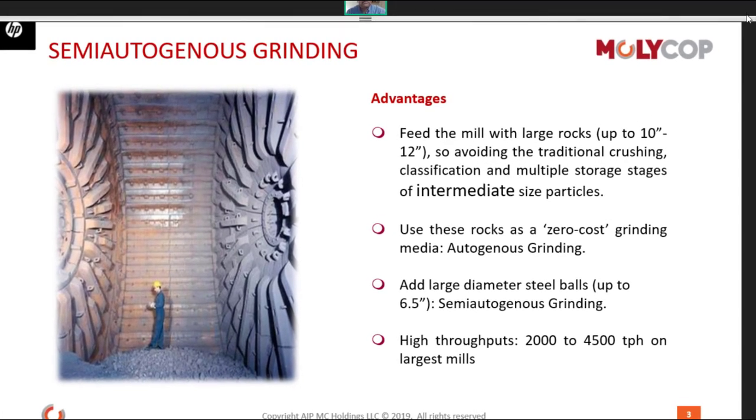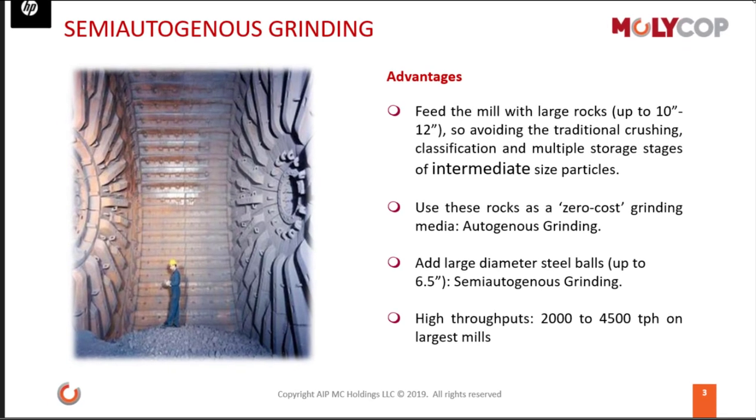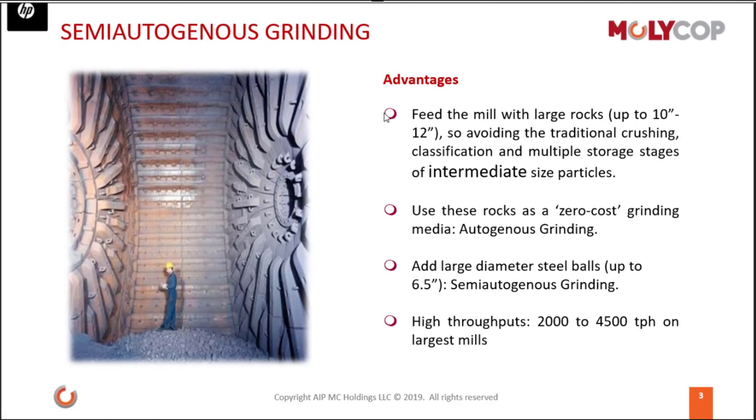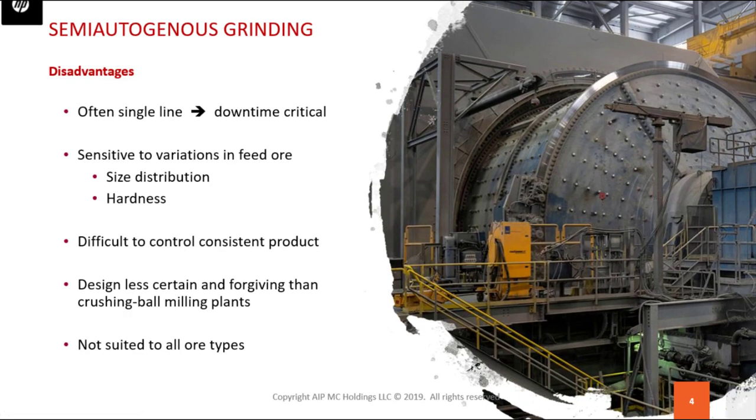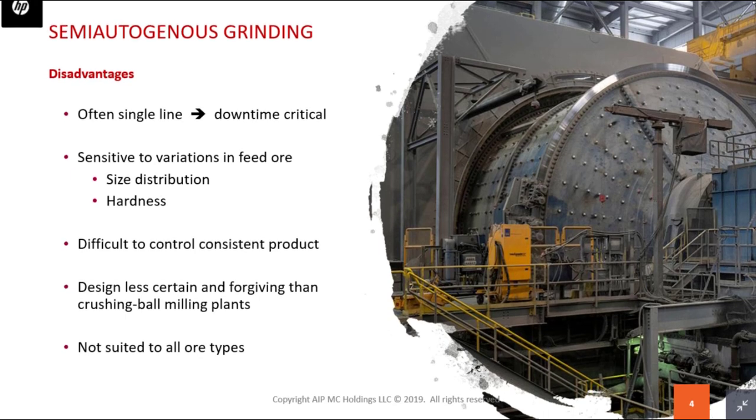But the SAG mill also has disadvantages. What are the disadvantages of semi-autogenous grinding? Usually, it's often one single line, so if the mill shuts down, the whole concentrator will shut down. The SAG mill is very sensitive to variation in the ore feed, especially the feed size distribution and the hardness and competence of the ore. It's difficult to control and to get a consistent product. Sometimes you get a coarser product, and other times a finer product. It depends on the competence of the ore.